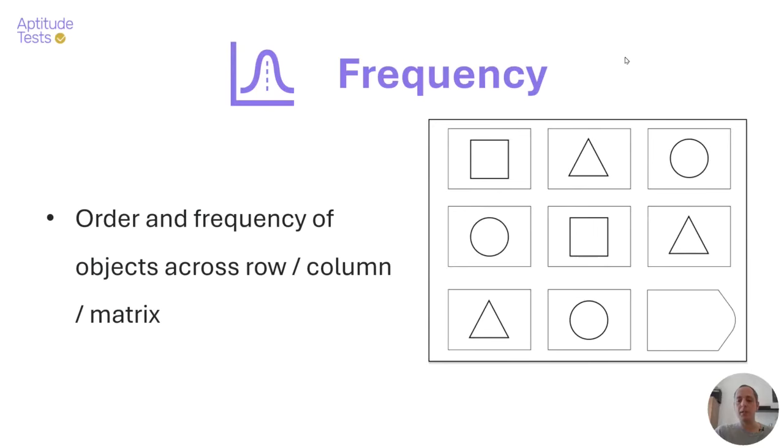The last of the basic 5 patterns is frequency, basically defined by the order and frequency of the objects across either the rows, the columns, or the entire matrix. Okay, you can see here that each row and each column contains 1 square, 1 triangle, and 1 circle, and therefore it is clear that the missing shape is going to be a square in that case. Again, a very basic example, and we're going to see much more complex examples in the practice.